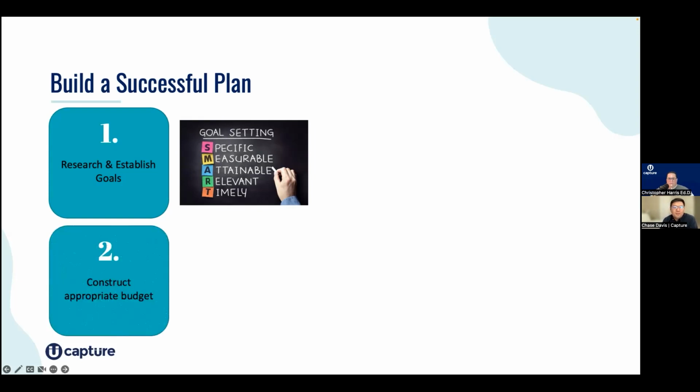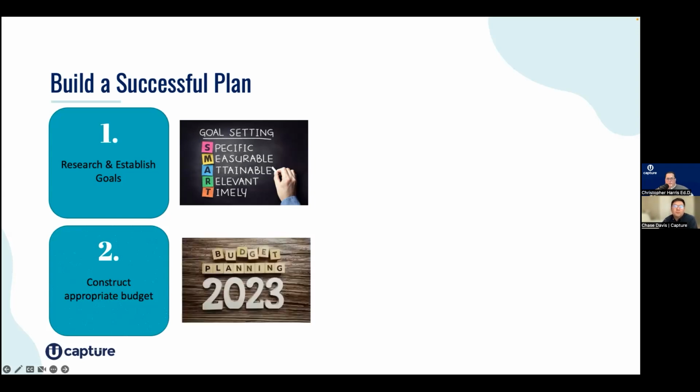Two, construct an appropriate budget. We've always thought about budgets as being focused on undergrad, focused on name buys and some digital advertising and travel and things like that. But really, transfers need to have their own budget as well. Make sure you're budget planning for next year. You might be able to get away with some of it this year, but for next year, you need to plan what that looks like for your budget.